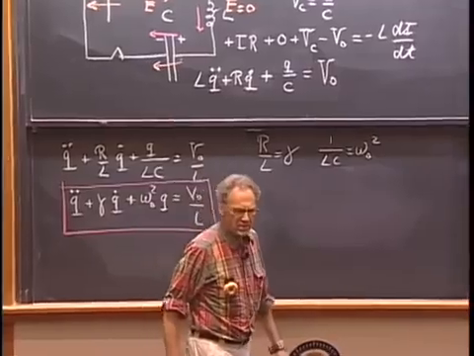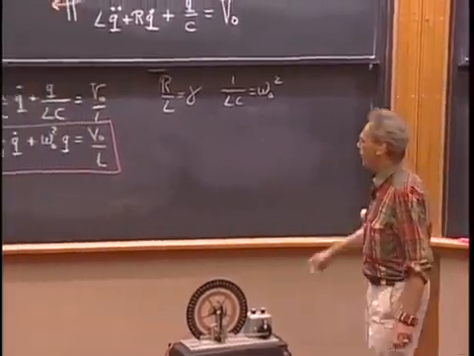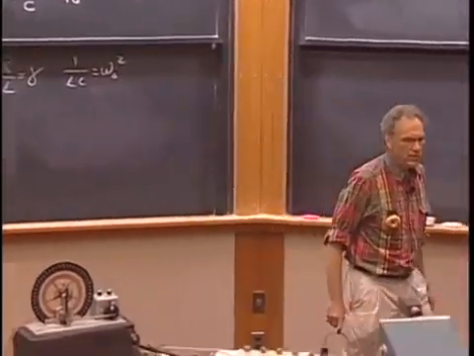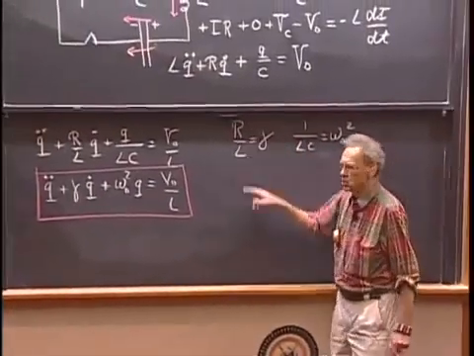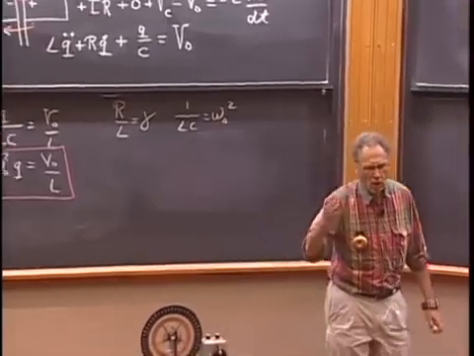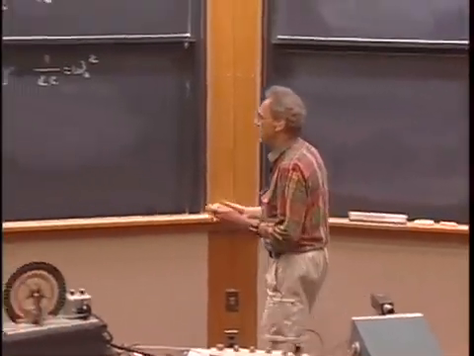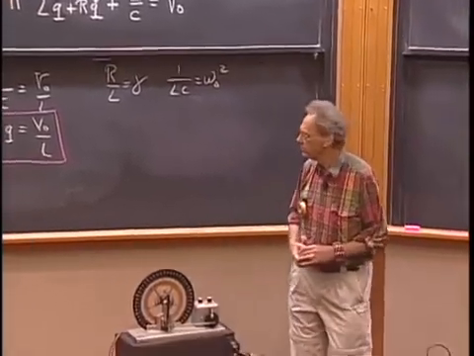You recognize that gamma is the damping. R over L has the same function as the damping had in the case of the spring. In the case of the spring, it was B over M. Here it is R over L. The larger R is, the more heat dissipation there is. Heat dissipation goes in terms of I squared R, and clearly that means you take energy out of the system, so that means there is damping.